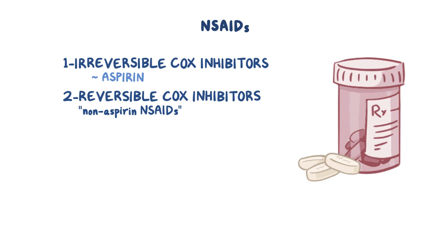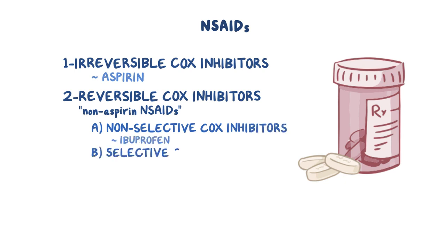Non-aspirin NSAIDs can be further subdivided into two groups: non-selective COX inhibitors, which include common medications like ibuprofen, and selective COX-2 inhibitors like celecoxib. Alright, now let's start with aspirin, also known as acetylsalicylic acid, which works by irreversibly inhibiting both COX-1 and COX-2.